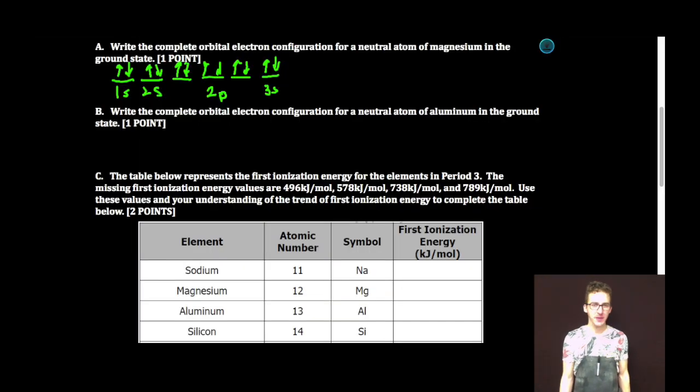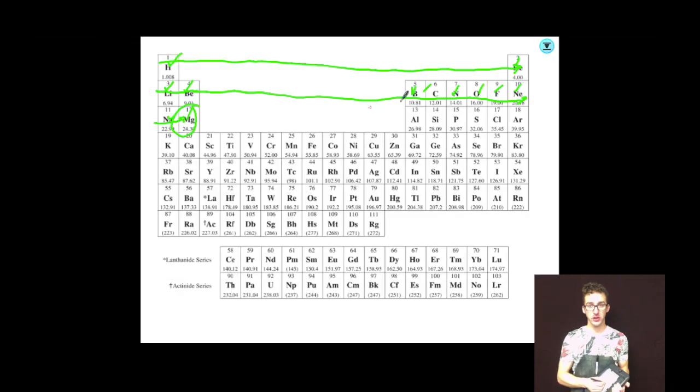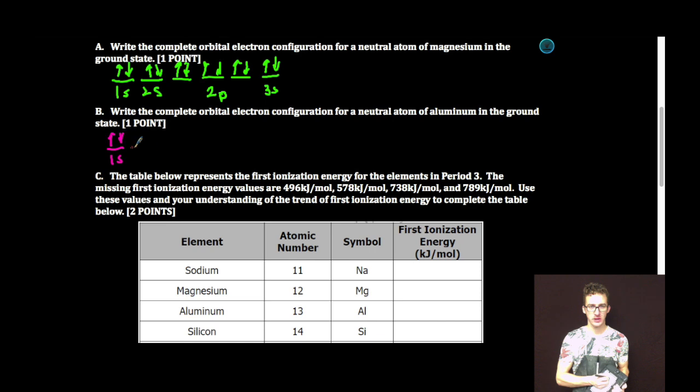Part B. Write the complete orbital electron configuration for a neutral atom of aluminum in the ground state. Notice that aluminum has one more electron than magnesium, and it's going to go into that first 3p orbital. 1s2, 2s2, 2p6, 3s2, 3p1.